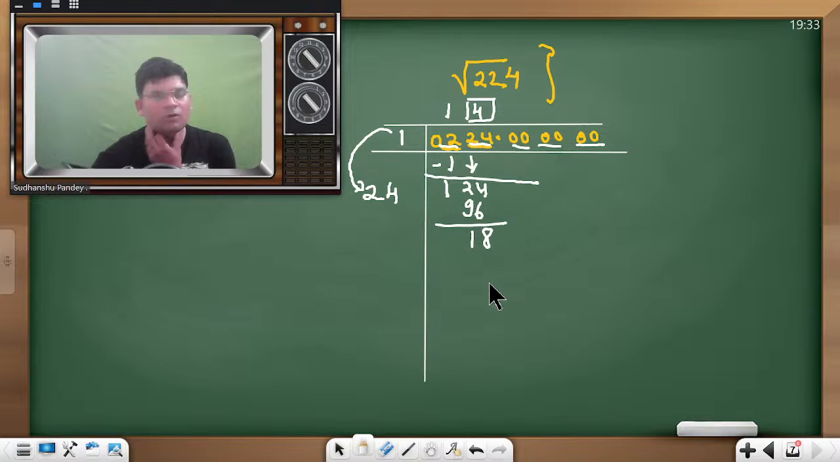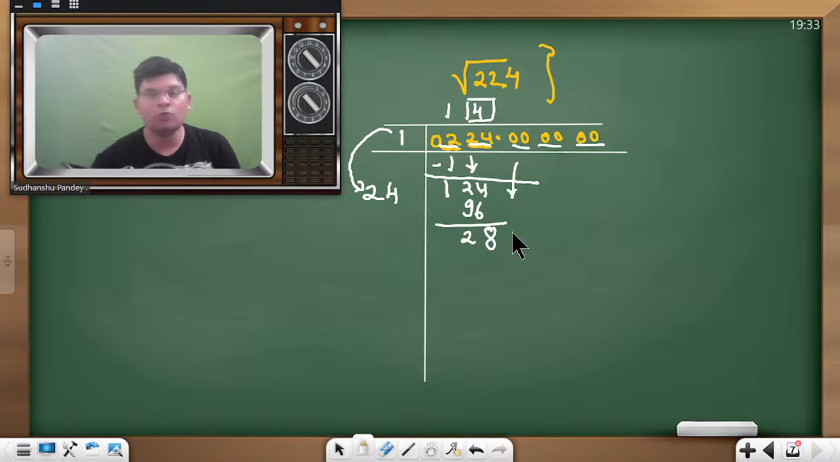Is it correct or not? 96 plus 18. 96 plus 4. No, it should be 28. It should be 28. The logic of the remainder being less than the divisor does not apply here. It does not apply in square root. If somebody asks you, sir, 28 is bigger than 24, it can be. That logic will not apply here.